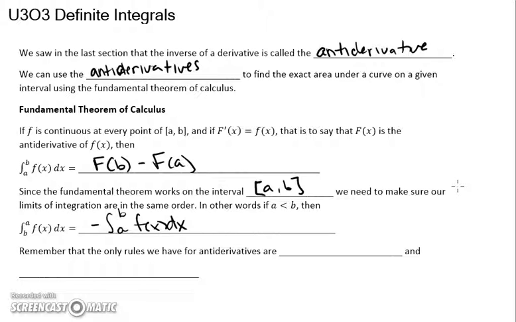Also, we need to remember that the only rules that we have for antiderivatives are the power rule and our trig rules. So we still, at this point, don't have a quotient rule, we don't have a product rule, we don't have a chain rule. It's just the power rule and our trig rules. So let's look at a couple of examples of how we use our fundamental theorem of calculus.